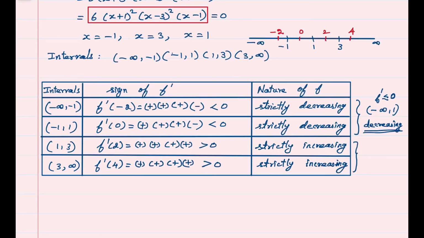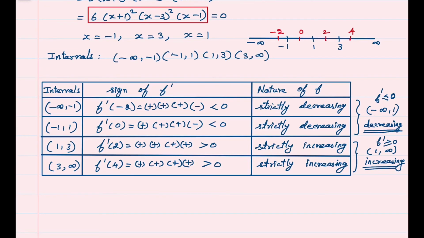Similarly, these two are consecutive intervals. In these intervals, the function is strictly increasing. But if we combine the intervals as 1 to infinity, f dash is greater than or equal to 0 in this interval, because at 3, f dash becomes 0. Since f dash is greater than or equal to 0, we cannot use the word strictly here. We can only say the function is increasing.